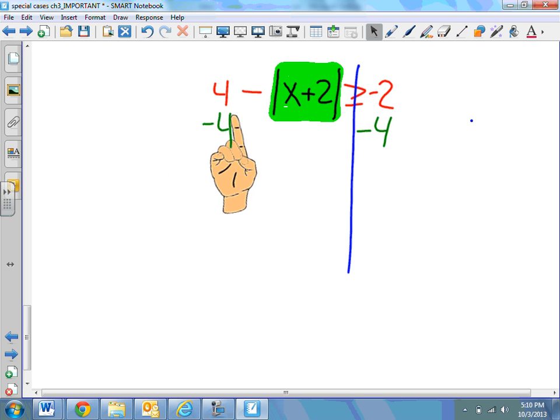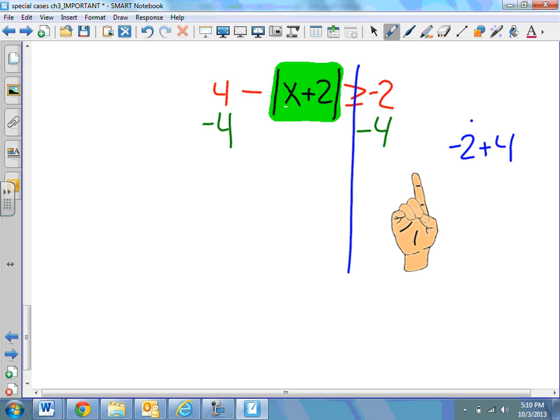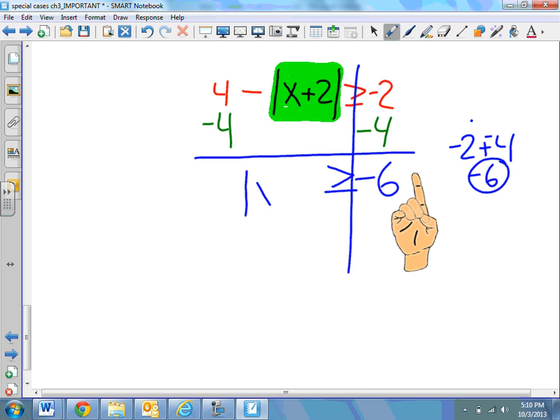Now these cancel, and over here I get negative 2 minus 4. Let me write it in a straight line. Negative 2 minus 4. Don't change, opposite, opposite. Negative 6. Okay, so I got negative 6. Same sign. I don't switch it. X plus 2. What did I forget?